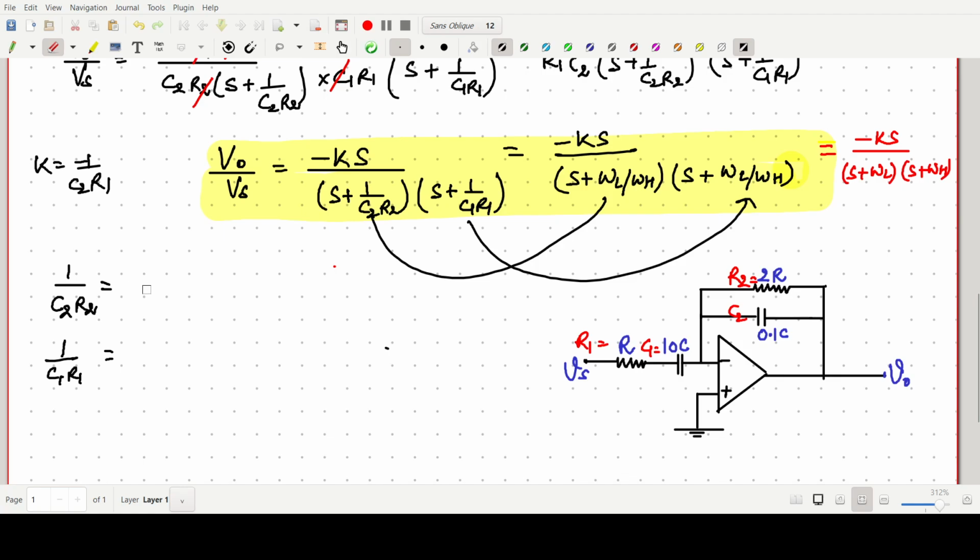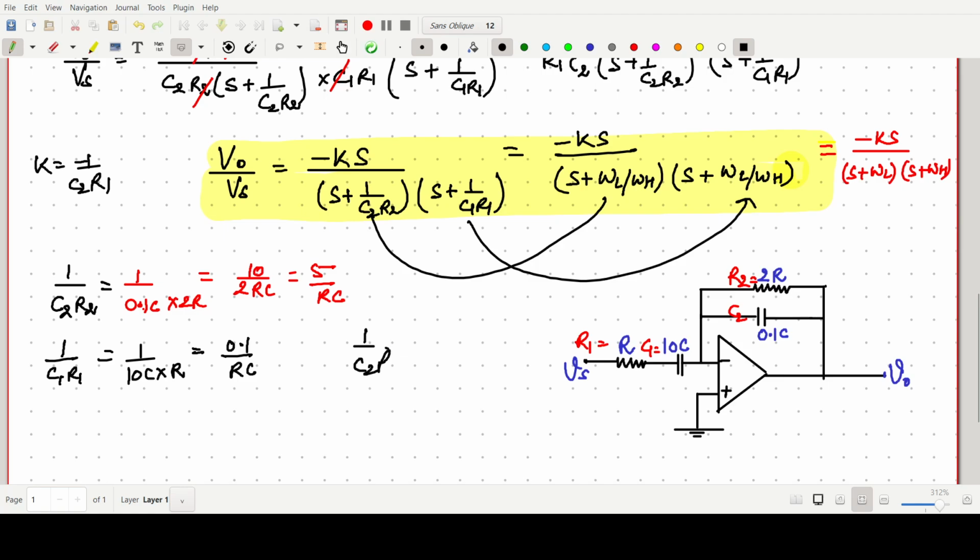Okay, no, it's 1 by C2 R2. Okay, same. Now 1 by C1 R1. So C1 is 10C into R. So it will be simply our 0.1 by RC. So now which one is greater?